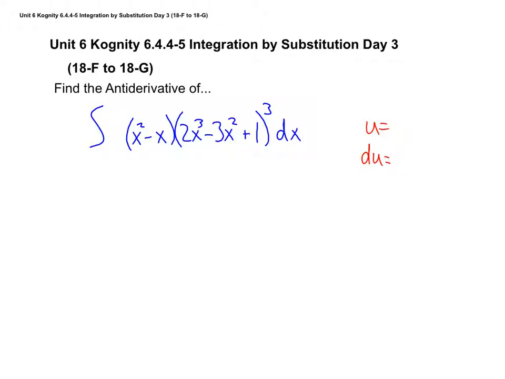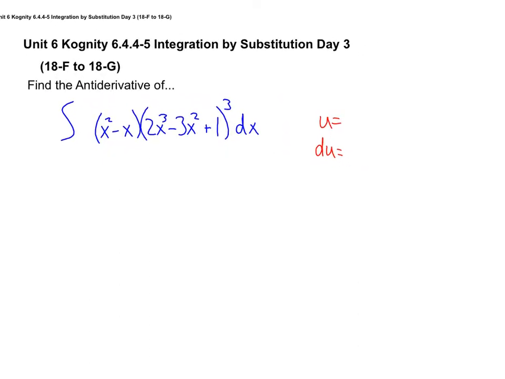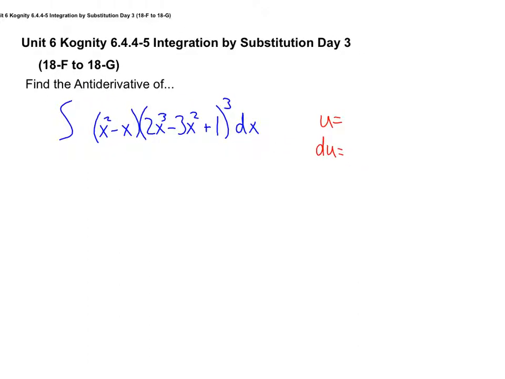Now, one thing we have to do, remember, for our U substitution is identify what the inner function is. What is the U in this case? 2x cubed minus 3x squared plus 1. The thing that's being cubed, it's inside the cube, that's our inner function. So that 2x cubed minus 3x squared plus 1 is going to be the U.